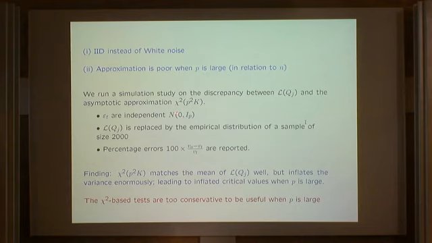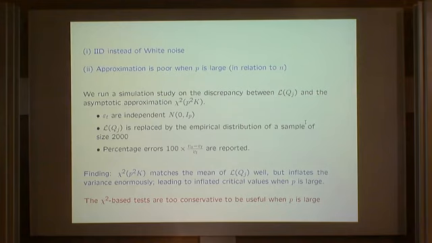The setting we deal with is the simplest one: epsilon t are independent normal. As I said, we use the empirical distribution with sample size 2000 to approximate the true distribution. Then we report the error: the mean of the two distributions, the variance, and the quantiles. We report the relative error: the approximated value, say the mean, minus the true mean, divided by the true mean, times 100, which is the percentage error we have.